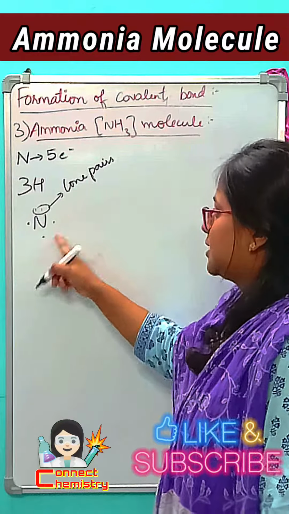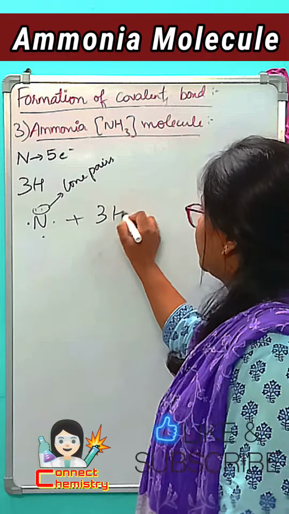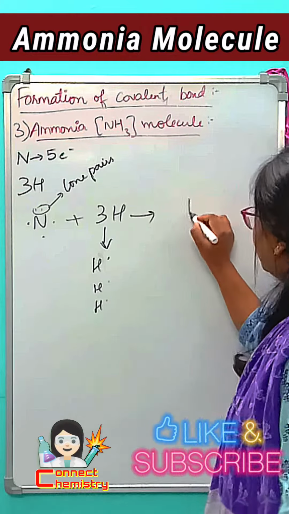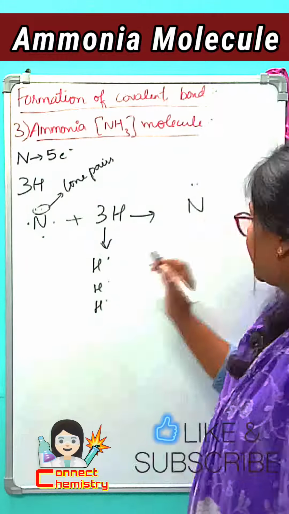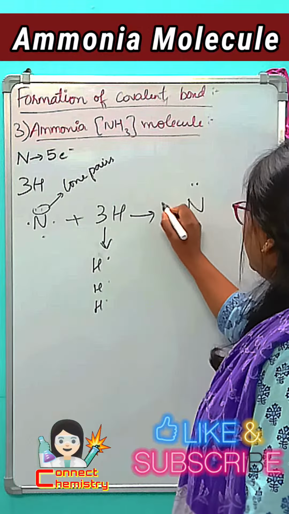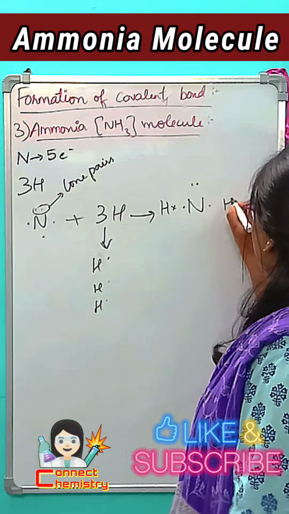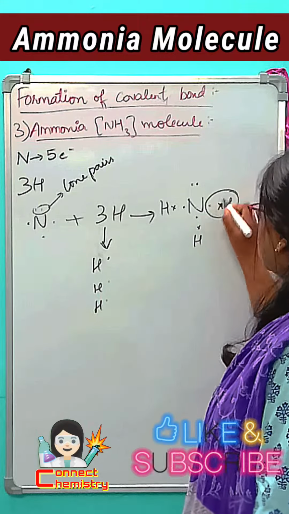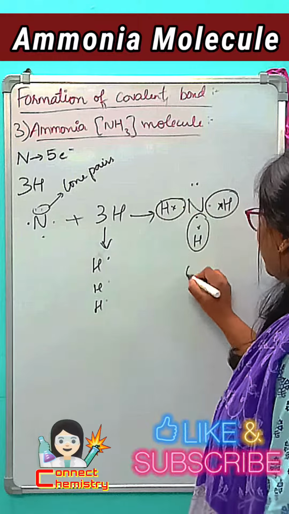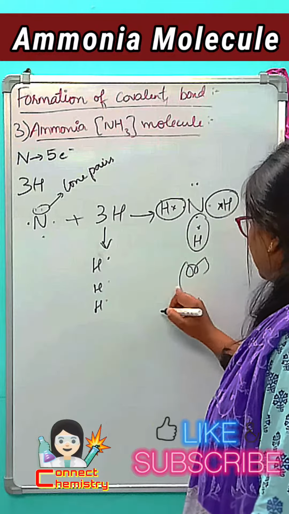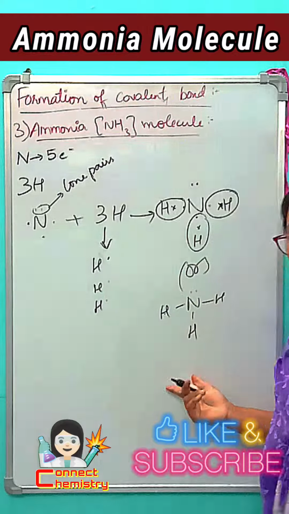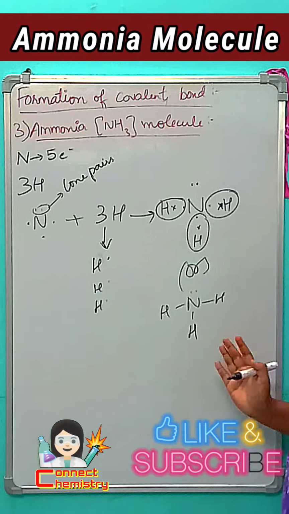So nitrogen has these 3 bonds plus 3 hydrogens, each having 1 electron. So these 2 electrons will be kept as they are, as a lone pair. Here 1 hydrogen. So here takes the bond formation, that is covalent bond. We can write it as, this is how the formation of bond takes place in ammonia, that is covalent bond.